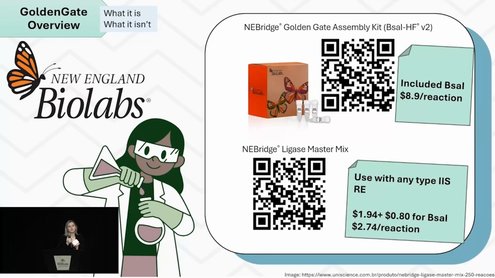So there are 2 kits that I was able to find through NEB for cloning purposes. You can use NEB Bridge, which includes the BsaI enzyme. So if you're only using BsaI, this would be a good option. But it is about $9 a reaction. So I'd recommend the bottom kit, which has just the ligase master mix. It doesn't include your enzyme, but you can buy the enzyme separately. It's relatively cheap. And so this will equal about $3 a reaction, so a lot cheaper.